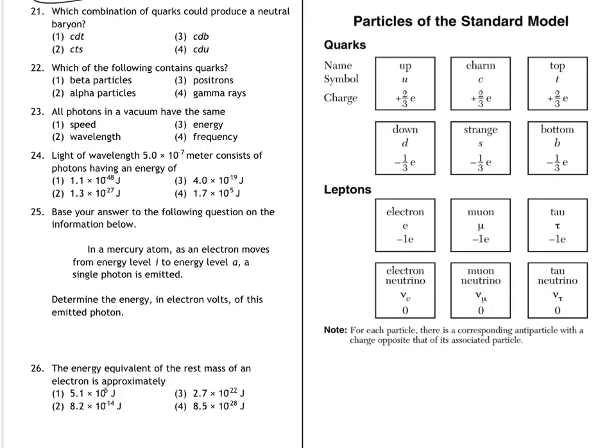So I think that our best answer choice is going to be choice 3, charm down bottom, because the charm will give you positive 2/3, down -1/3, bottom -1/3, and that'll come out to be 0, which will give you your neutral baryon.